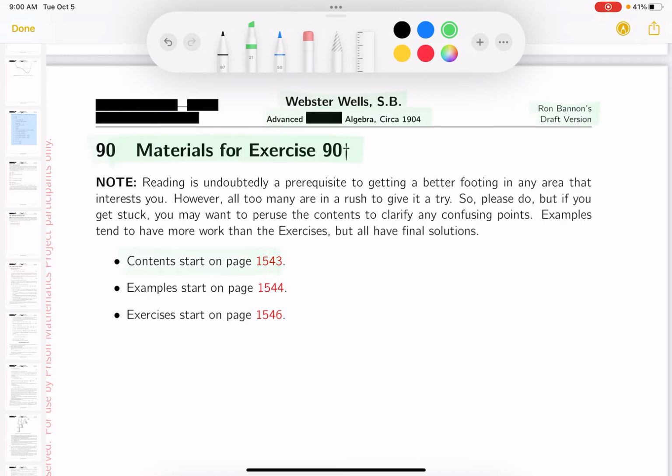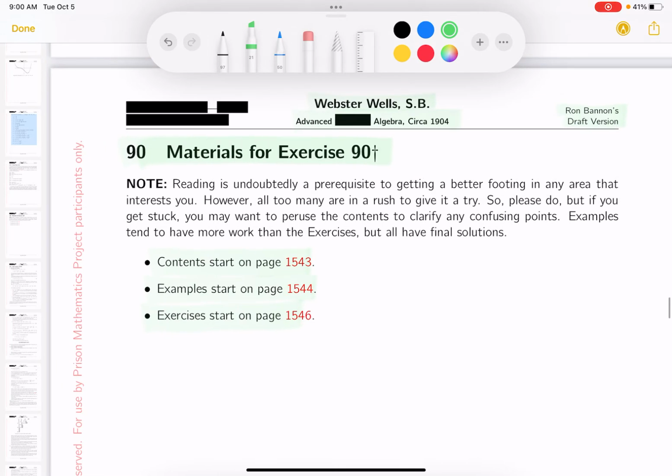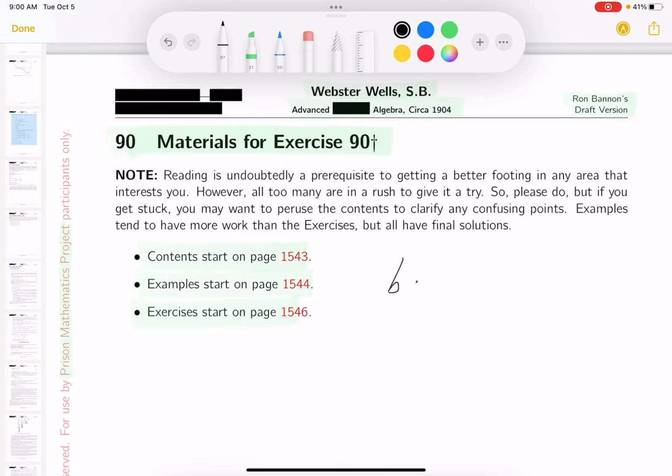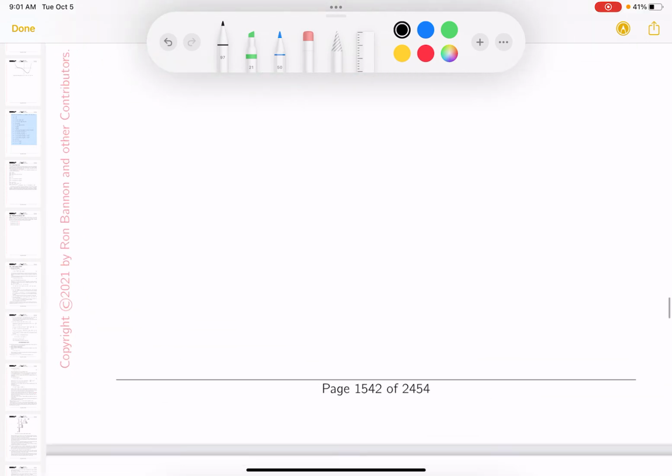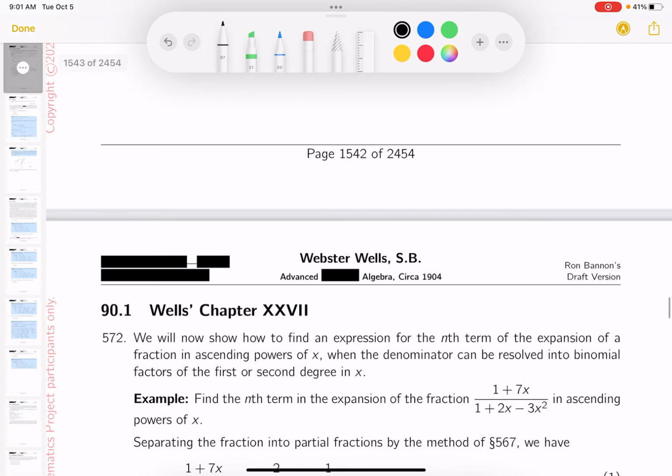There'll be contents. That's the contents from Wells's text. There'll be examples that I'll go through, and there'll be exercises that you need to work on. This document is being prepared for the Prison Mathematics Project participants only. It will be published at a later date. If you need to reach out to me and inquire about that or anything else, my email address is Bannon, that's B as in boy, the @ symbol, NNON.us.